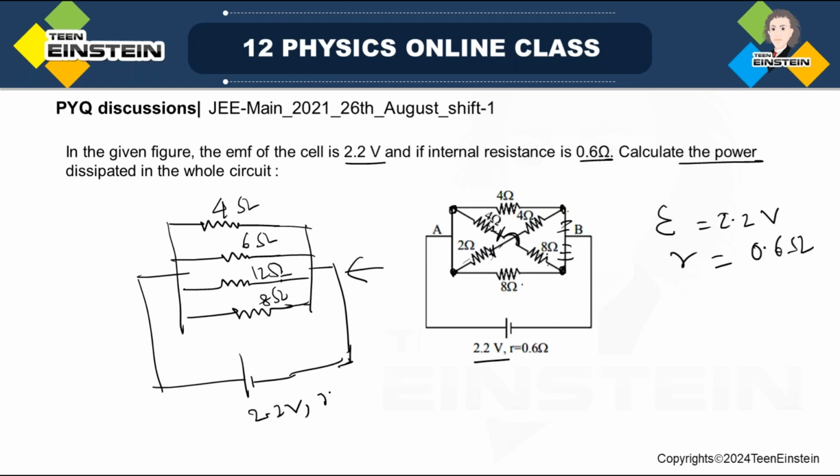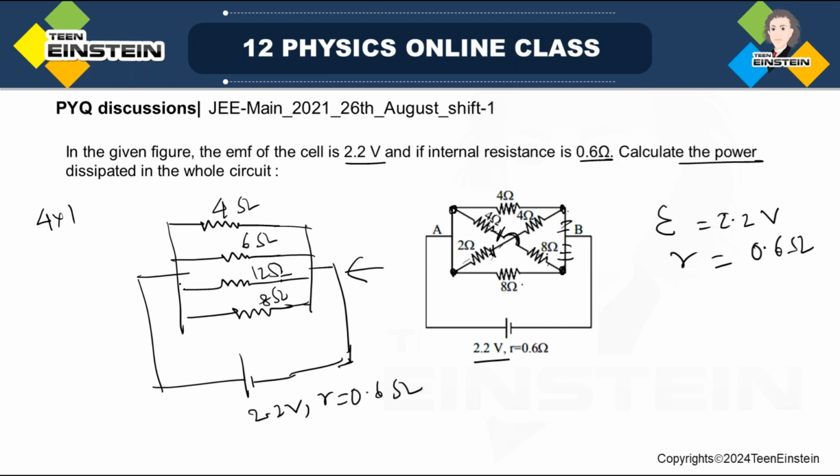2.2 volt, and this is the internal resistance. This internal resistance will be in series with this parallel connection. So you have multiplication by addition with all of them. So you just do this.